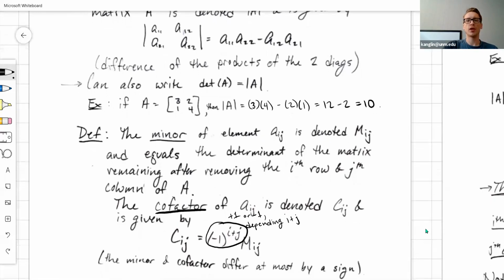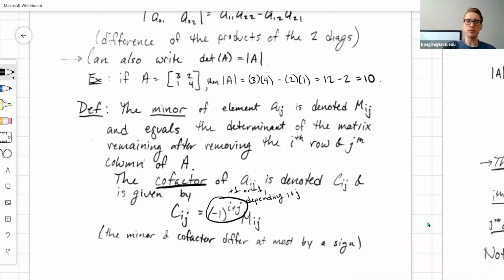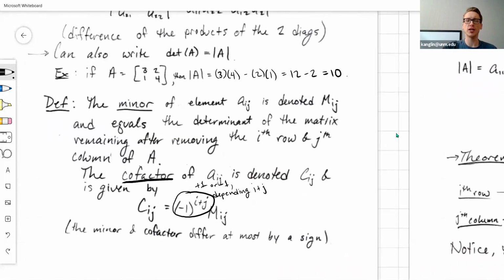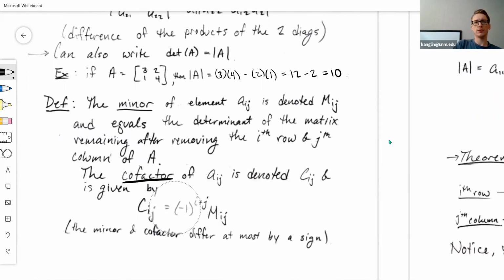Okay, so noting what I mentioned here, the minor itself, mij, and the cofactor, cij, differ at most by a sign. This weird stuff out front is either a +1 or at worst a -1, and it flips the sign of the minor. And so you might be saying, why in the world are we defining these very strange things this way? Well, let's see why we're doing this in an example.